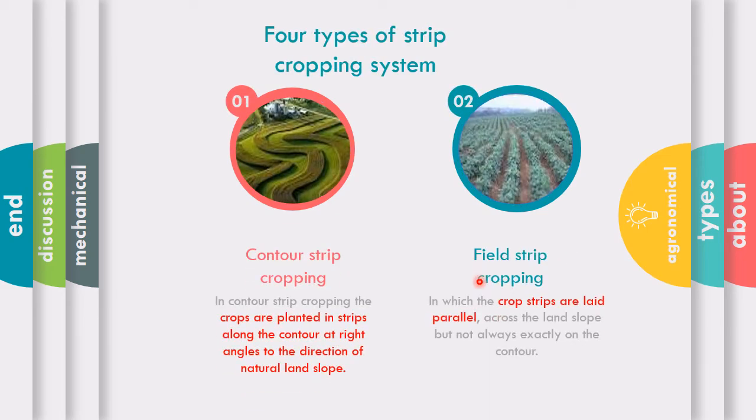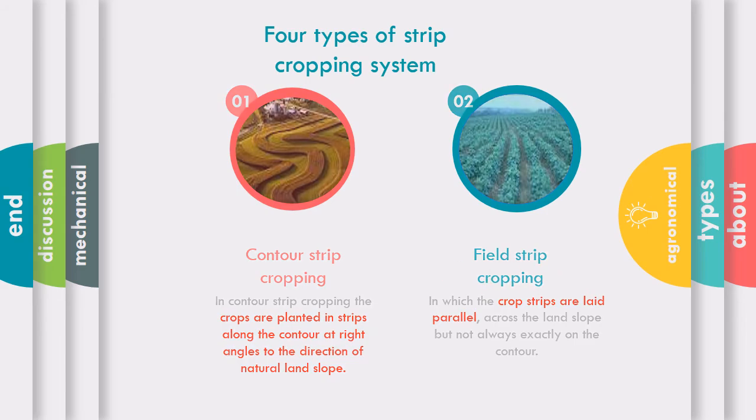Then we are going to see different types of strip cropping. The first one is contour strip cropping. What is a strip? We are growing plants in alternate strips. When the plants are planted along the contour line, it is called contour strip cropping. Similarly, when the crops are grown in parallel strips, it is called field strip cropping.